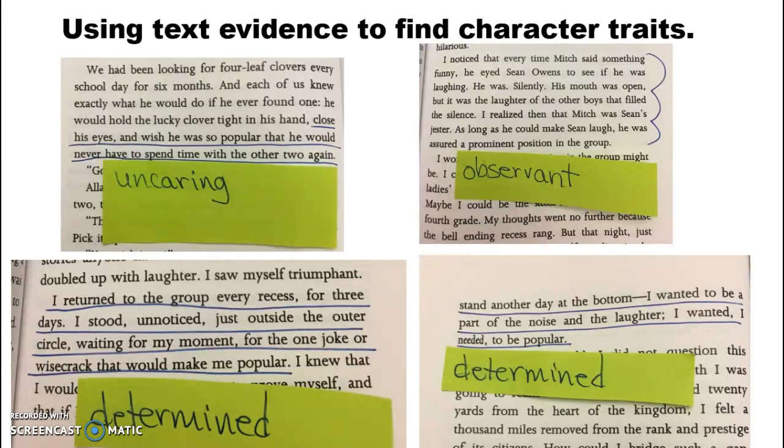So this is one of the things that you will try when you're reading your books. Keep your sticky notes nearby. If it's your own book, you can mark it up. If not, mark with the sticky notes. Keep track of the things that happen in the story, the actions. It could be the outward actions that the character makes, like him standing unnoticed every day outside that circle waiting, to the inside character traits that are the things that he's thinking about, like closing his eyes and wishing he was so popular he would never have to spend time with the other two again. So looking for evidence in the text, both of his outward behaviors and also his inner thinking, that can show what traits he actually possesses.